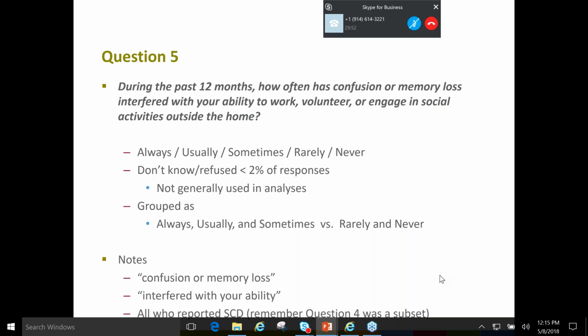And so some notes. Again, this is referring to confusion or memory loss. How often has confusion or memory loss interfered with your ability to work, volunteer, or engage in social activities? Interfered with your ability. So it hasn't stopped the respondent from doing this, but it has interfered with it. So that's something to think about depending on what you're trying to analyze or describe when you use this analysis in a paper. And remember, question 5 is for everyone who reported subjective cognitive decline. As a reminder, question 4, the previous question, was a subset of those who needed assistance. So question 5 now goes back to all respondents within this module who reported subjective cognitive decline.